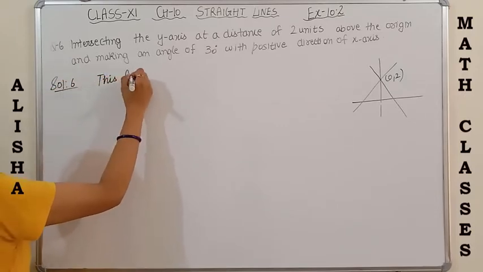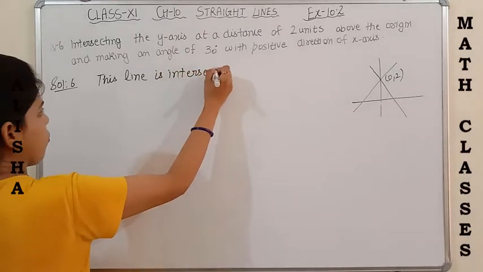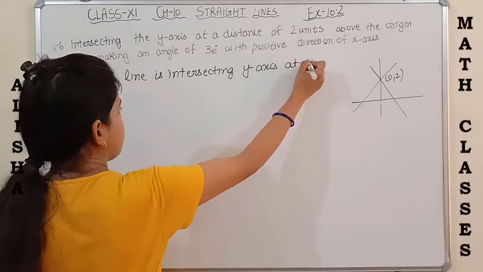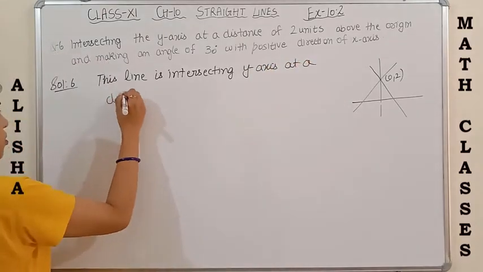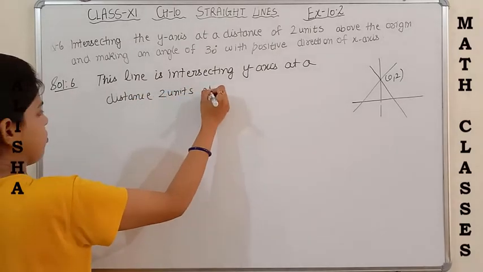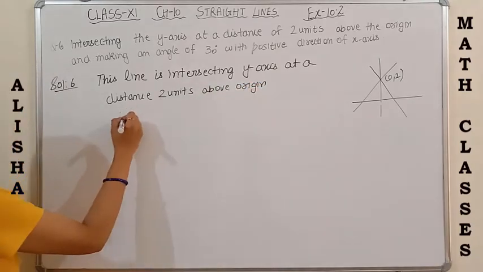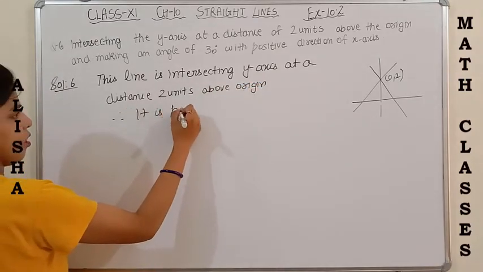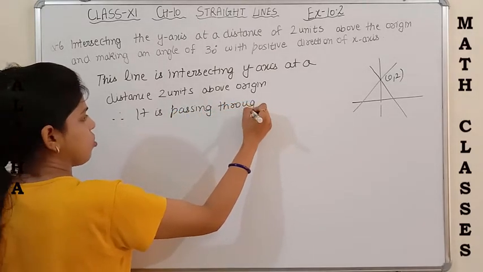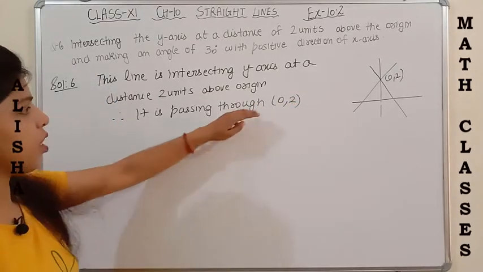This line is intersecting the y-axis at a distance 2 units above origin. Therefore, it is passing through (0, 2). So that means we have found the point where the line is passing through, and now we have to think about the slope.